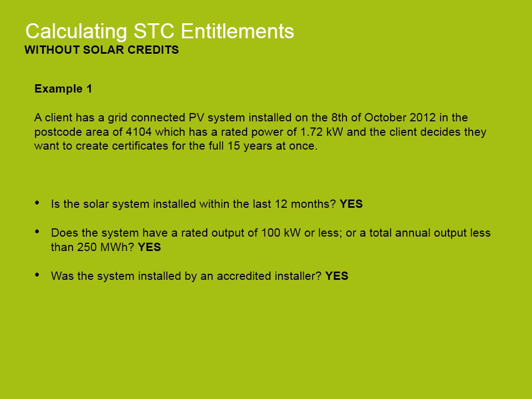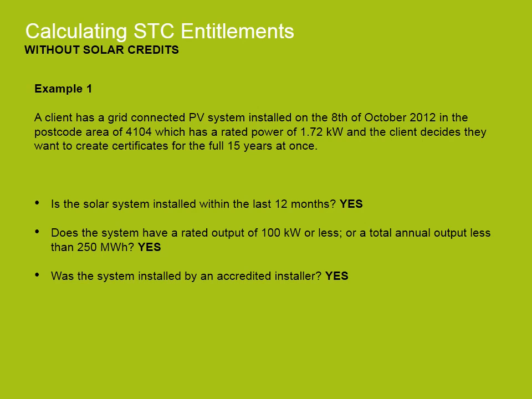Firstly, we determine eligibility. Is the solar system installed within the last 12 months? Yes. Does the system have a rated output of 100 kilowatts or less, or a total annual output less than 250 megawatt hours? Yes. Was the system installed by an accredited installer? Yes. The system meets all the eligibility requirements, so we can now proceed to calculate the number of STCs the client is entitled to.